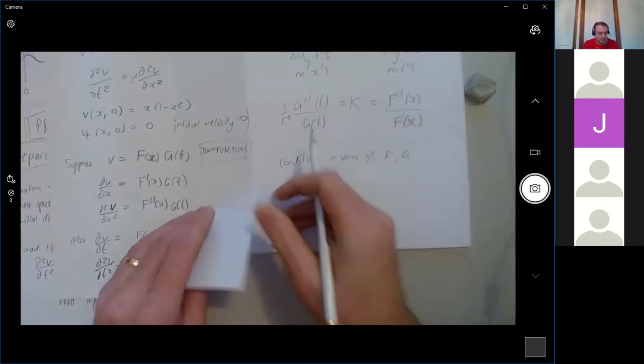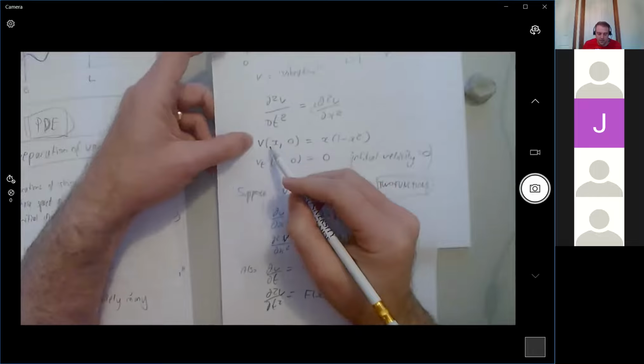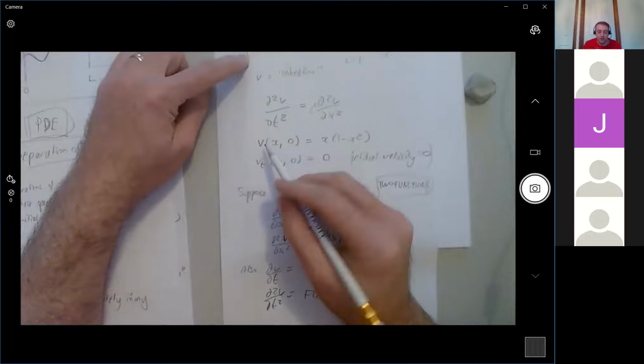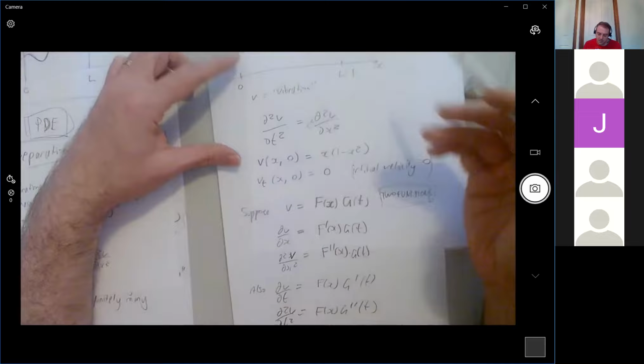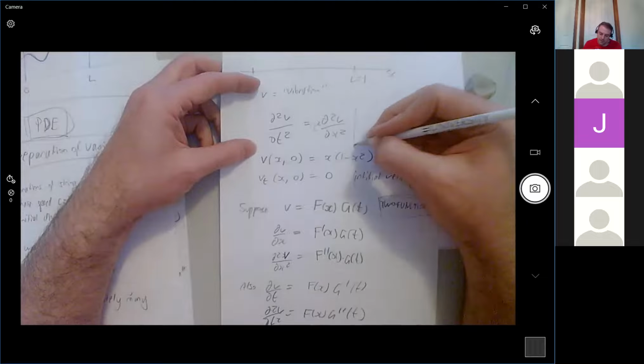I think we've also missed some things here, because I think that the vibration should always be 0 at the end, at the 2 ends. So we have some extra information too. I'm just going to add it here.